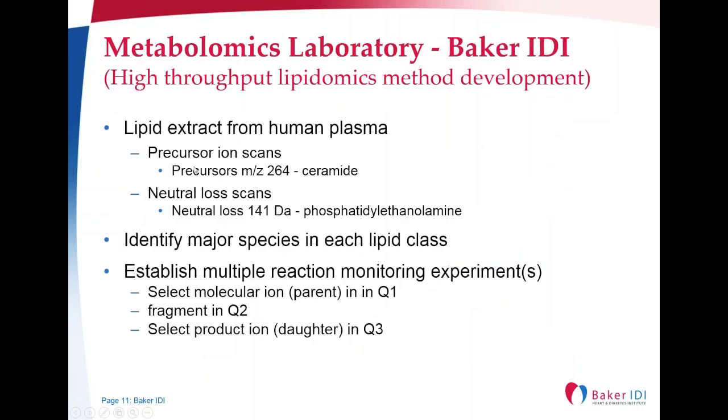And the process that we've gone through to develop this platform is to start with a lipid extract from human plasma. We apply a number of precursor ion scans and neutral loss scans to that plasma extract as we elute from a liquid chromatography column. And this allows us to identify the major species within each of those classes of lipids that I mentioned earlier. Once we've identified those, we can then use the information that we've generated to establish what are called multiple reaction monitoring experiments, and I'll talk more about that a little bit later. But this is the general workflow to develop the methodology.